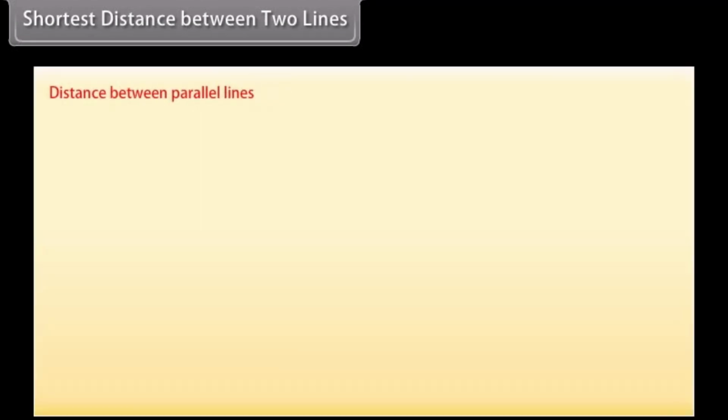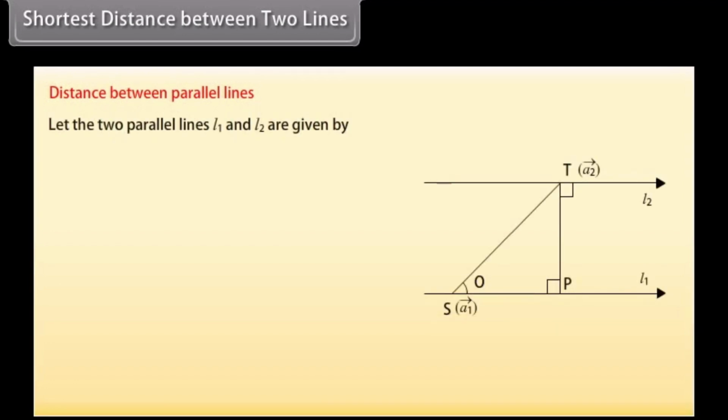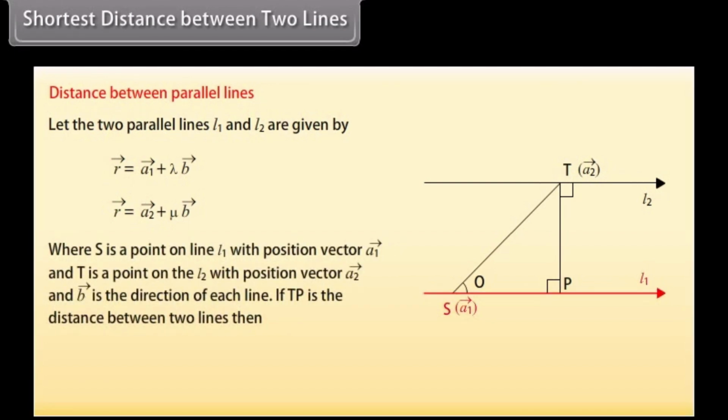Shortest distance between two lines. Distance between parallel lines. Let the two parallel lines L1 and L2 be given by vector r equals vector a1 plus lambda vector b, and vector r equals vector a2 plus mu vector b, where S is a point on line L1 with position vector a1, T is a point on L2 with position vector a2, and vector b is the direction of each line. If TP is the distance between the two lines, then TP equals the modulus of the cross product of vector b and the difference of vector a2 and vector a1, divided by the modulus of vector b.